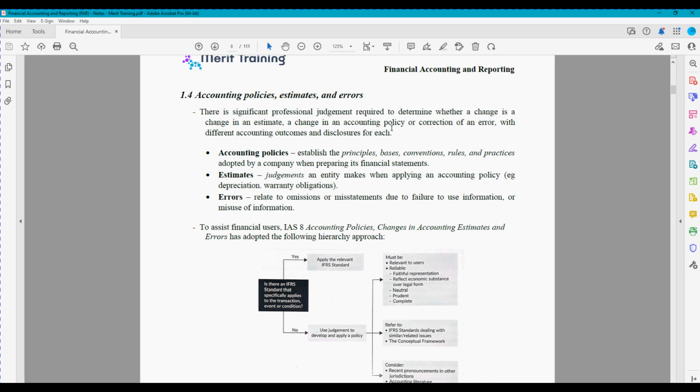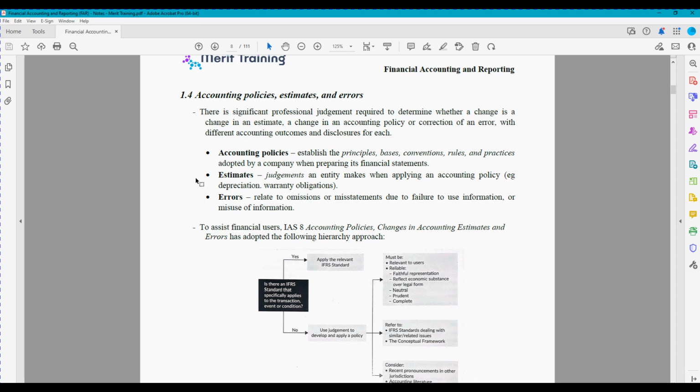Or we've estimated that we expect 1% of our sold products to come back as warranties, right? That's an estimate. Or the final category is an error, and this is really not necessarily a failure of an estimate, rather it's an omission, so you haven't said it, or a misstatement, like you've said the wrong number due to failure to use, or maybe you've misused information.